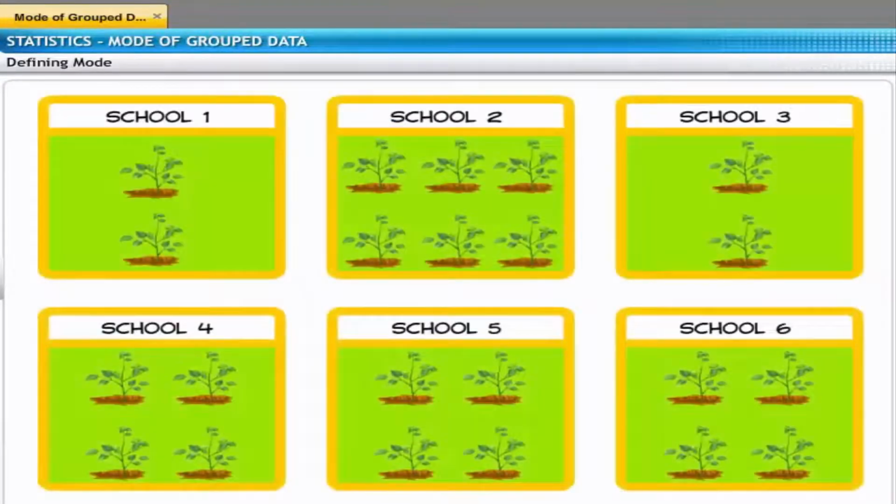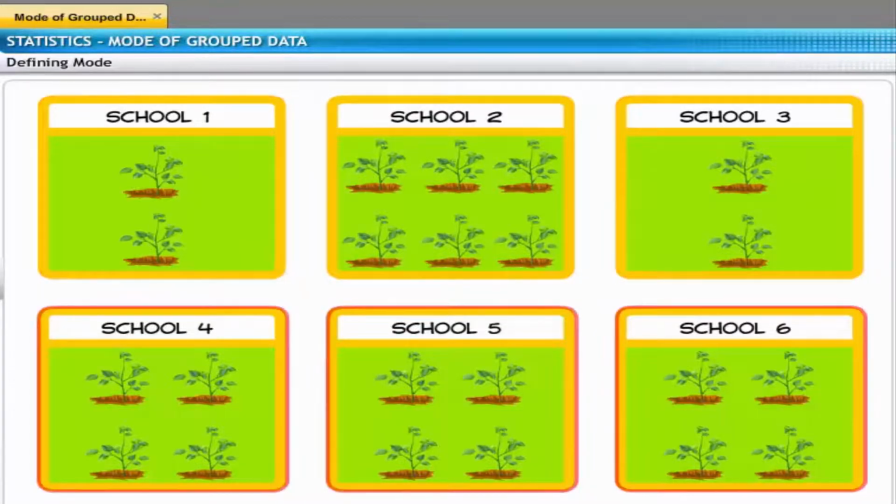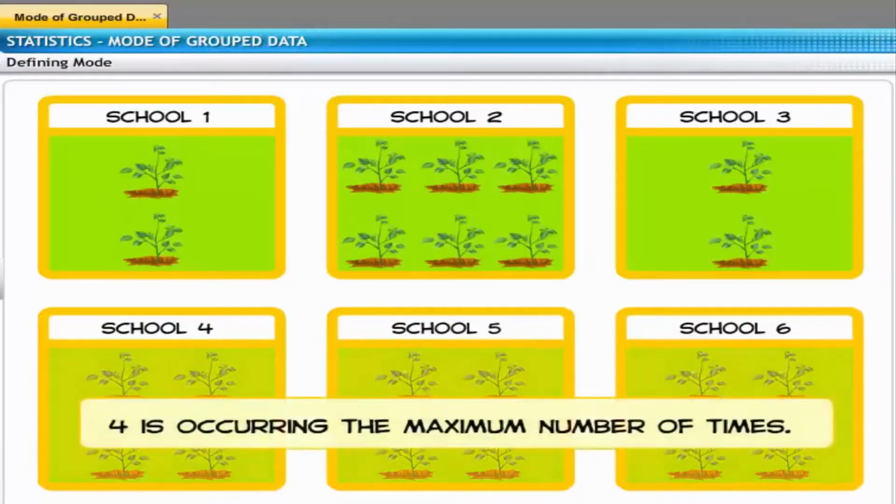Look at this example. The data for 6 schools is given here. Which value representing the number of trees planted is repeated frequently? Note that 6 trees are planted in one school, 2 trees are planted in 2 schools, and 4 trees are planted in 3 schools. In this case, 4 is occurring the maximum number of times.